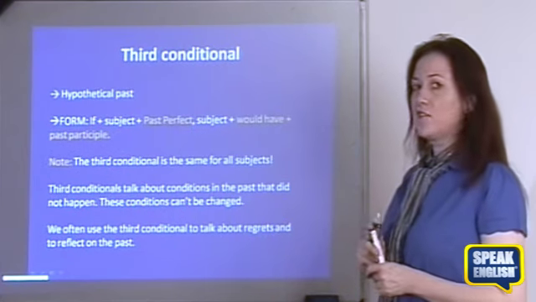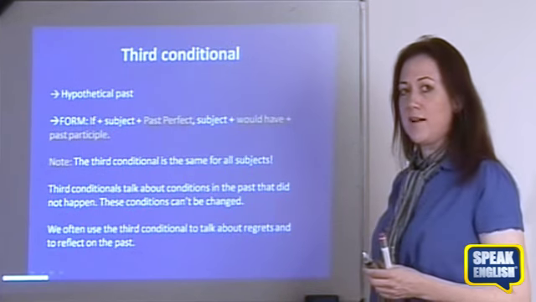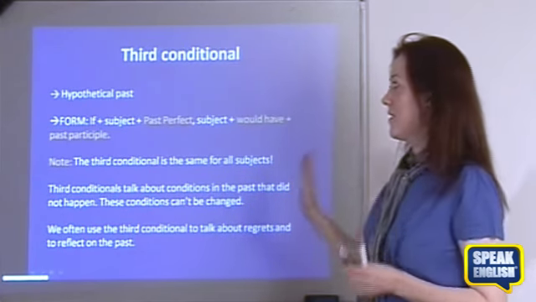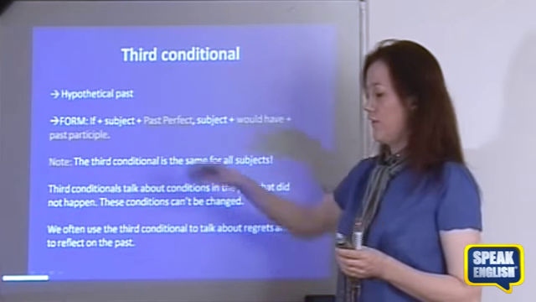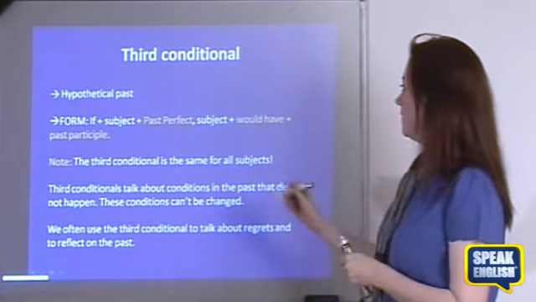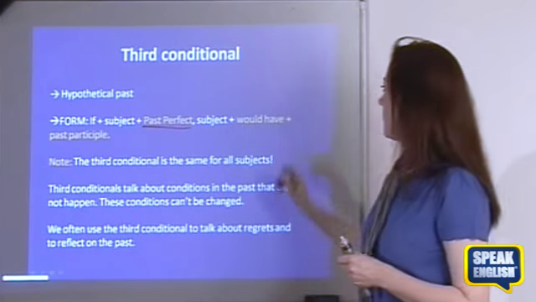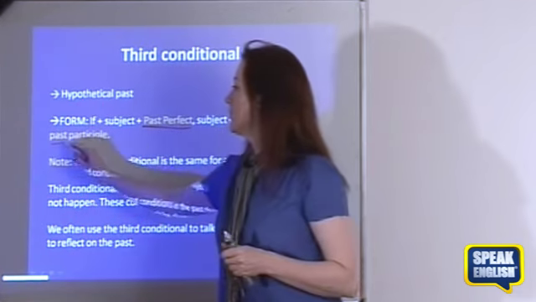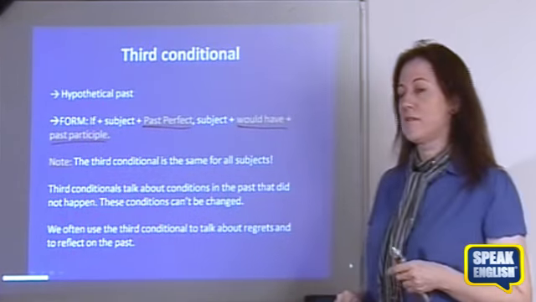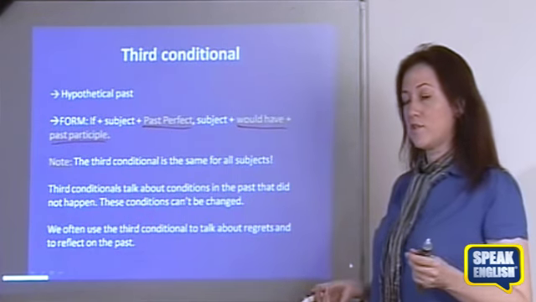Now let's look at the third conditional. The third conditional talks about the past, and it talks about a hypothetical past. So the form involves some past tense. It's got past perfect in the if clause, and it's got would have plus past participle in the main clause. The third conditional is the same for all subjects, which is handy.